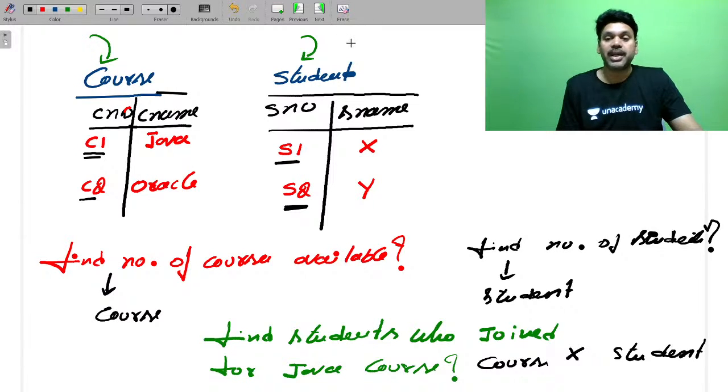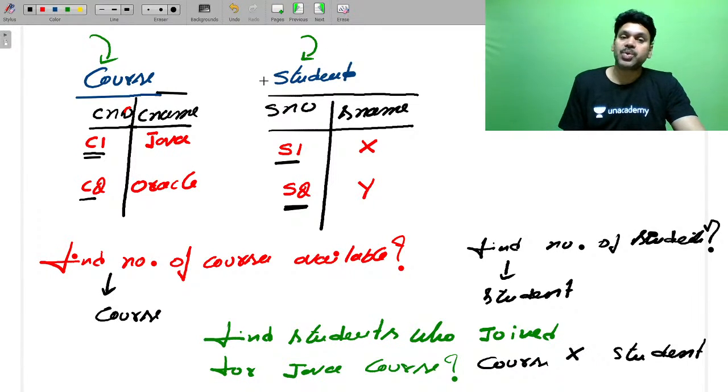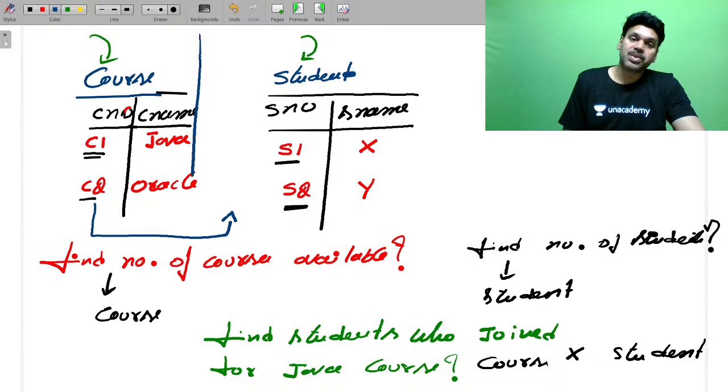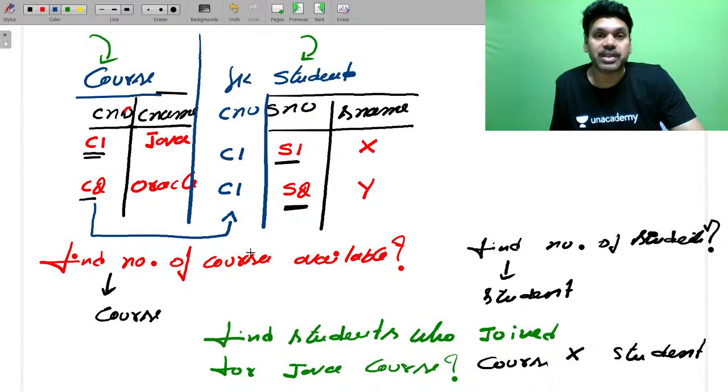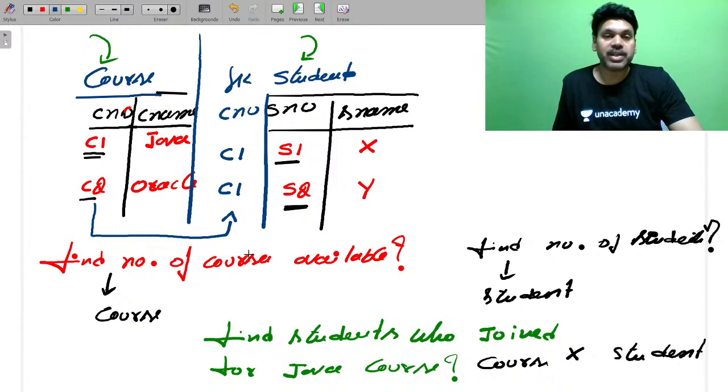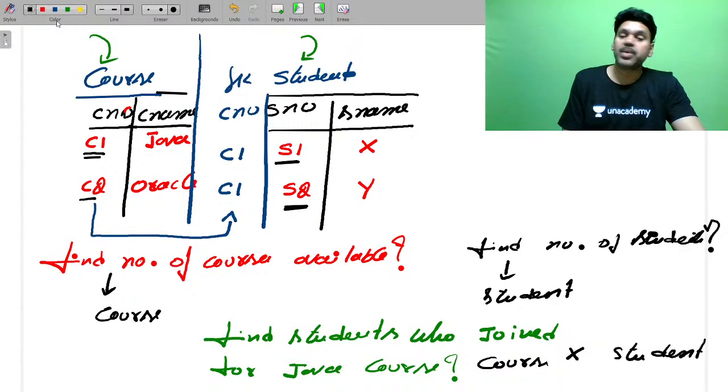How in a good manner? Slight modification I am doing: if I attach the course number to this side as a child sharing column, then you see that S1 is joined for C1 and S2 is also joined for C1. See the beauty of this. Earlier C2 also had students when I crossed them, but here you are getting dedicated data. So what is dedicated data? Find students who joined for the Java course.